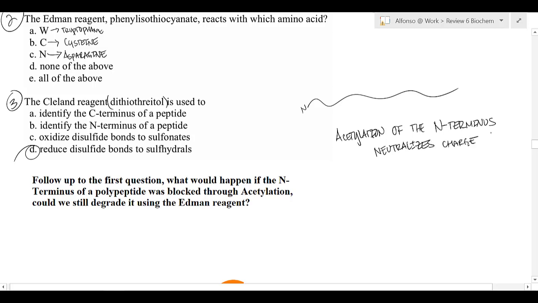What type of modification is acetylation? The addition of acetyls. It's the addition of an acetyl group. Good job. But I'm looking for the textbook answer. It's a post-translational modification. You guys might want to know that. Acetylation is a post-translational modification.